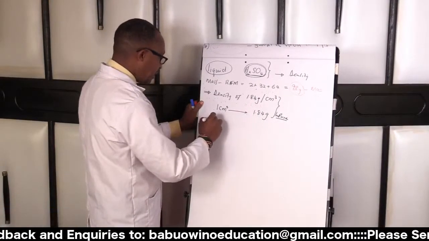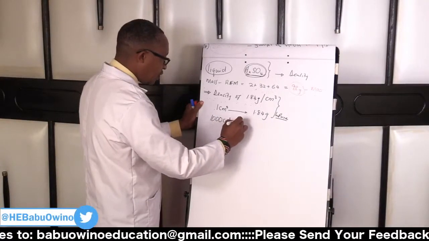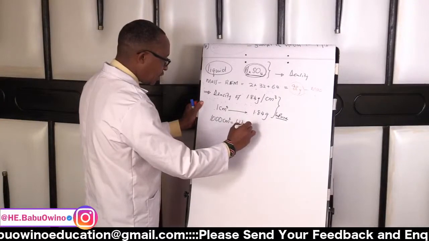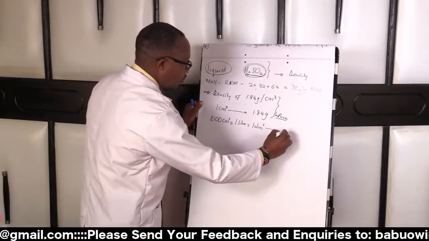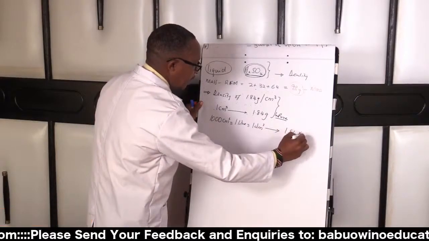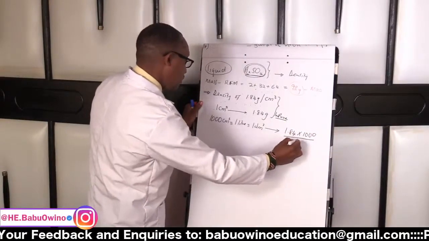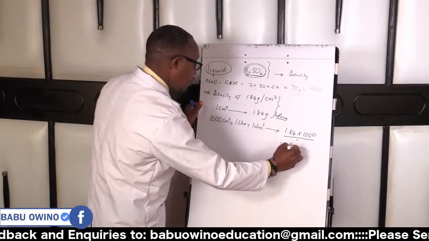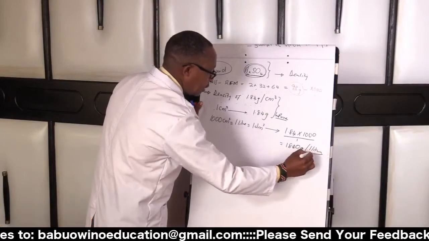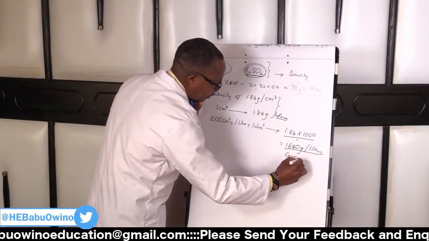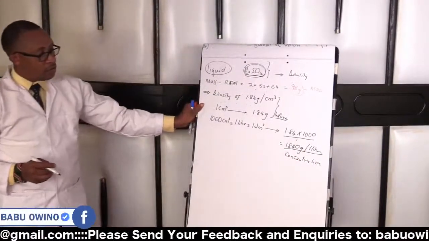However, ignoring the impurities, we can ask ourselves, what about 1,000 centimeters cubed, which is equivalent to 1 liter, which is equivalent to 1 dm cubed? How much will it contain? This will be 1.84 times 1,000, all divided by 1. This gives us 1840 grams per 1 liter. So this is the concentration of that acid.